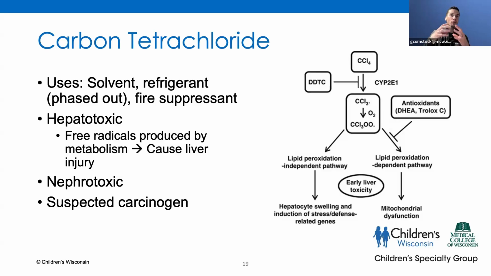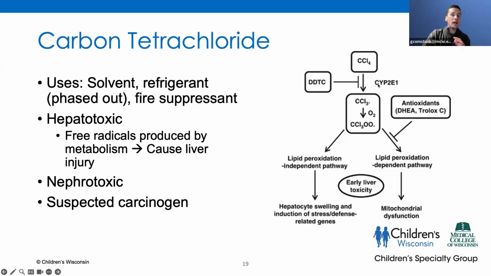Fire bombs or fireballs were glass balls filled with carbon tetrachloride. The problem is that carbon tetrachloride also undergoes cytochrome metabolism. As it undergoes cytochrome metabolism, you can see right in the middle, it produces these free radicals. These free radicals cause a lot of liver injury.